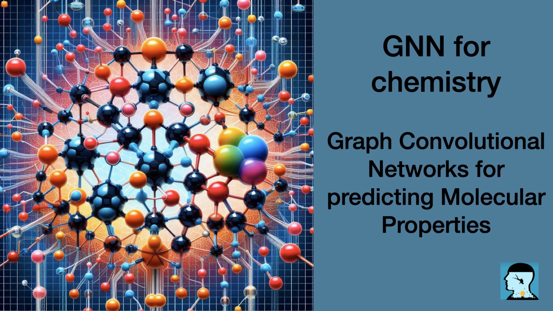Graph convolutional networks are a powerful tool for predicting molecular properties. They can be used to predict a wide range of properties, including toxicity, solubility, and reactivity. Graph convolutional networks are particularly well suited for this task because they can capture the complex relationships between atoms in a molecule. Traditional models for predicting molecular properties, like quantitative structure-activity relationships, QSARs, typically represent molecules as a set of features, such as the number of atoms, the types of atoms, and the bond length. However, these features do not capture the spatial relationships between atoms, which can be important for determining a molecule's property.